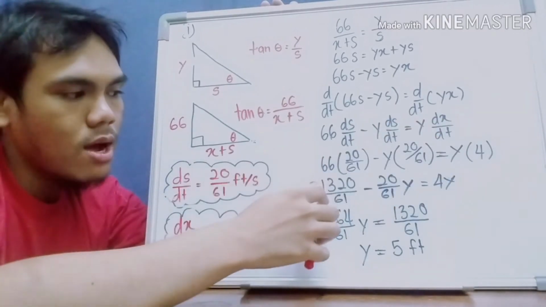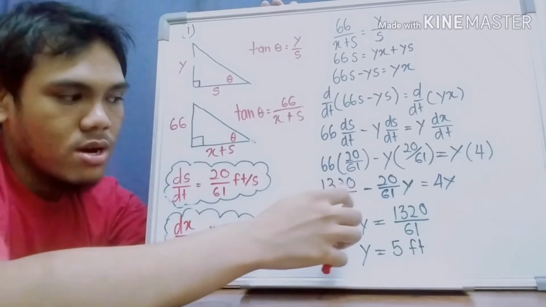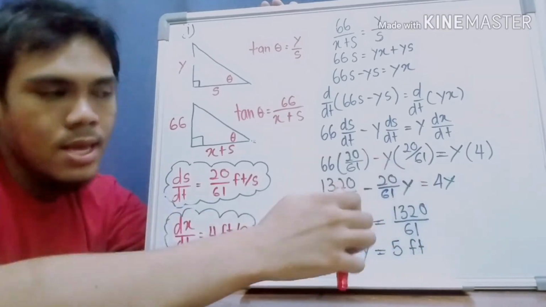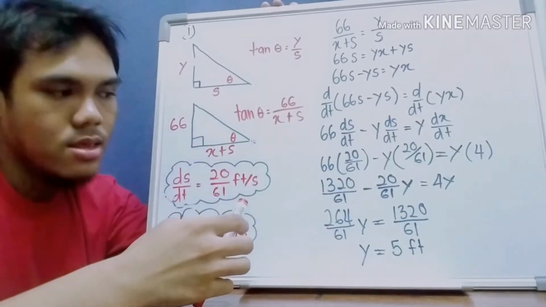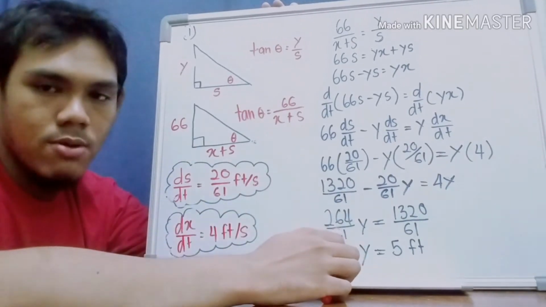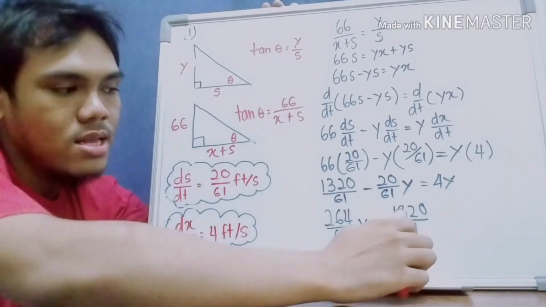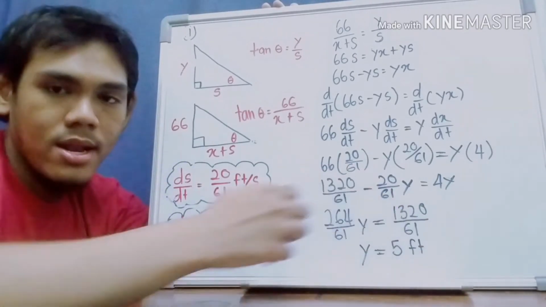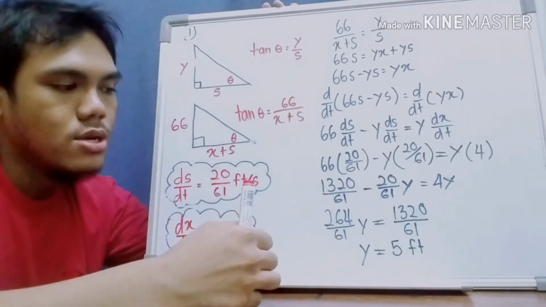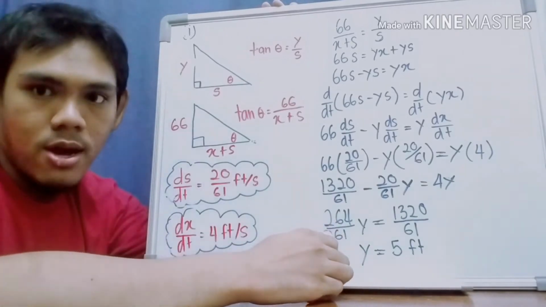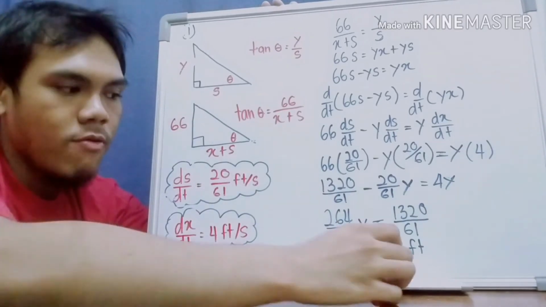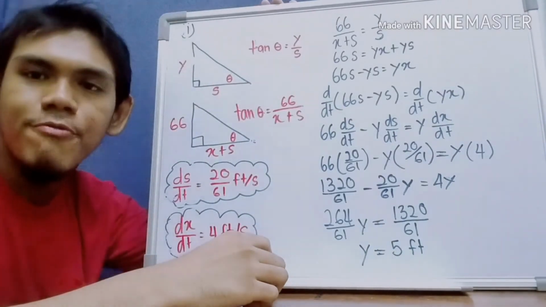And we get 1320 over 61 minus 20 over 61 y equal to 4y. Then we simplify and we get 264 over 61 y equal to 1320 over 61. Then to find the height of the son, which is y, we bring 264 over 61 to the other side and we can get the value of y equal to 5 feet. So that is the final answer for this question.